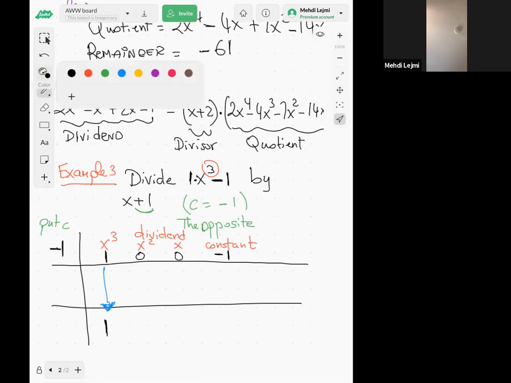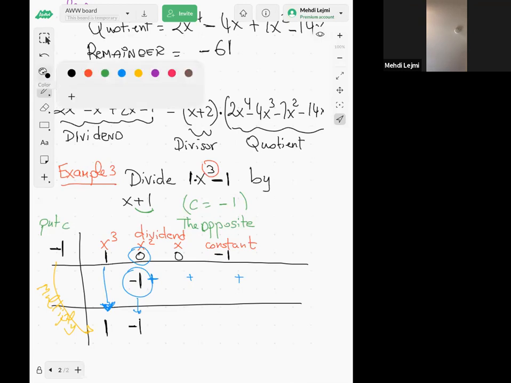Then we multiply the last row by the c, and we're going to have a plus in each column. Multiply 1 by -1, that will be -1. I put -1 in the next column. Then I have this 0 plus this -1, so it's -1.